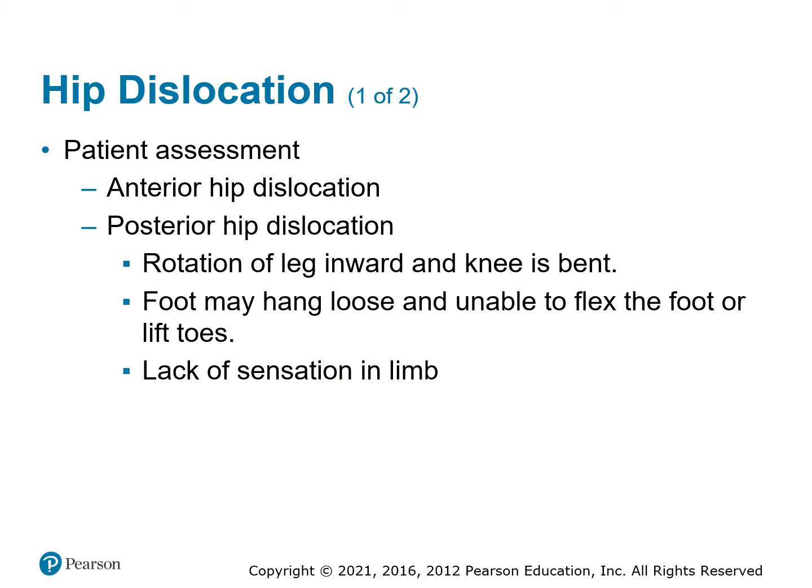A couple of slides on hip dislocations. This is going to be a common call, especially with your elderly patients that you will find in the EMS world. With your patient assessment, you may see an anterior hip dislocation, which you should be able to palpate and feel. You may see a posterior hip dislocation, of which you will find that there is a rotation of the leg inward and the knee is usually bent. Again, shortened and rotated is what we call it. The foot may hang loose, and they're going to be unable to flex that foot or lift their toes. They may also have a lack of sensation in the limb if the nerves are compressed or pinched in any manner.